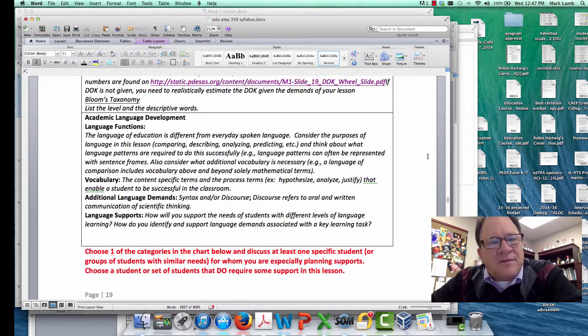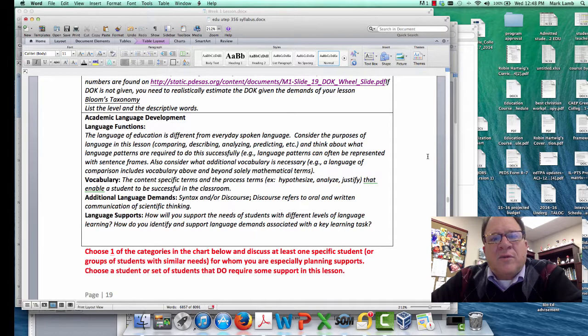Academic language development. Here you'll address language functions. When we talk education, we talk science. The language you use is quite different from everyday language. This is very similar to what we have already spoken about with the ELL students having a familiar or everyday type of language different from the language that you speak at school. Well, it's also different from the language you would speak in science.